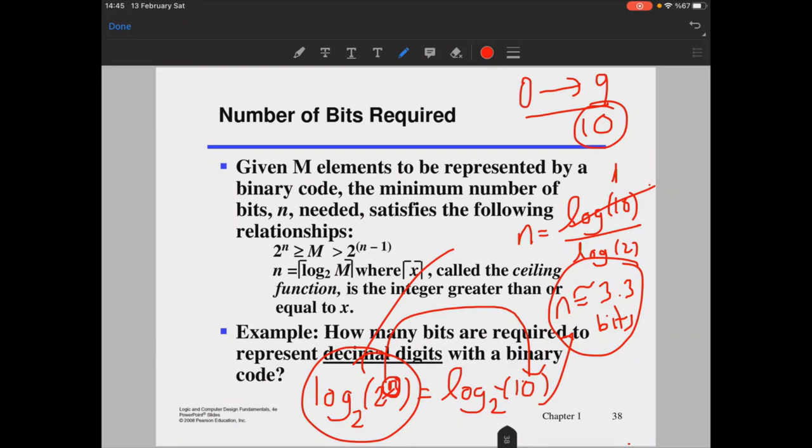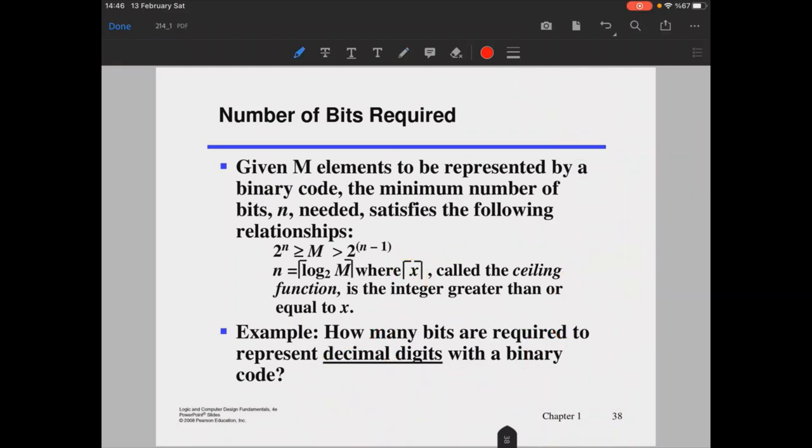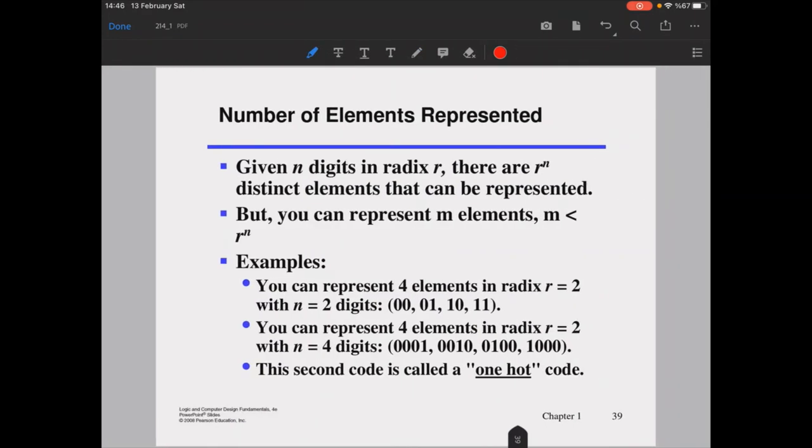If you have 3 bits, you will come up short representing all of those 10 symbols. So you need to have something extra. This is why it is called the ceiling function here. So you choose the upper one, which is the integer greater than or equal to x. It would be 4. You need 4 bits to represent the decimal digits here, and that's the idea.